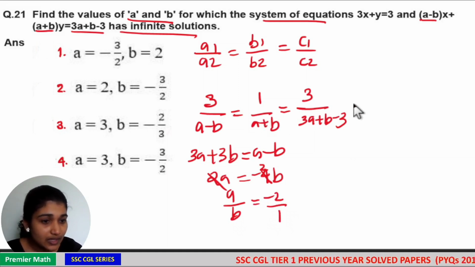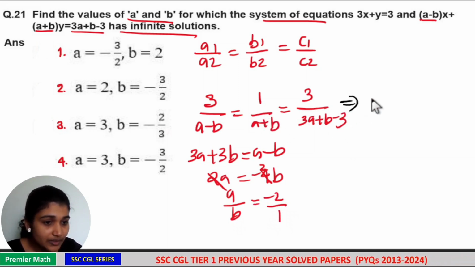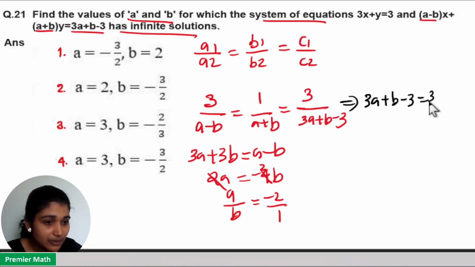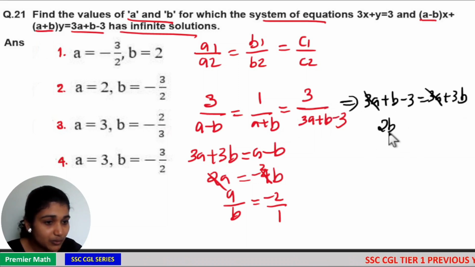Now from the second and third fractions, 3A plus B minus 3 should be 3A plus 3B. Now 3A cancels. B minus 3 is 3B means 3B minus B is equal to 2B.